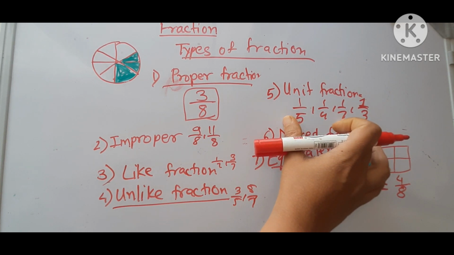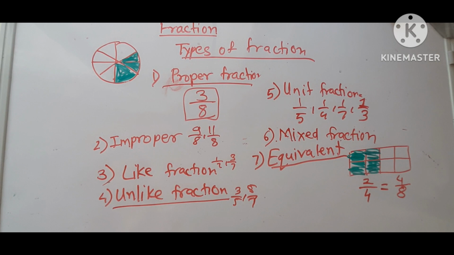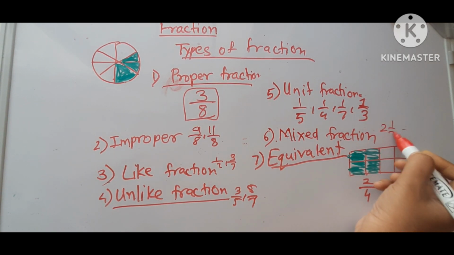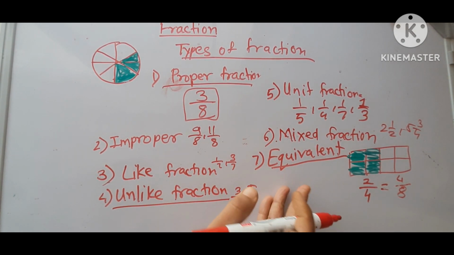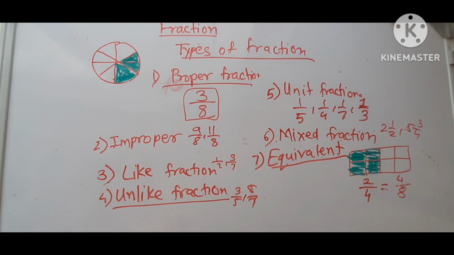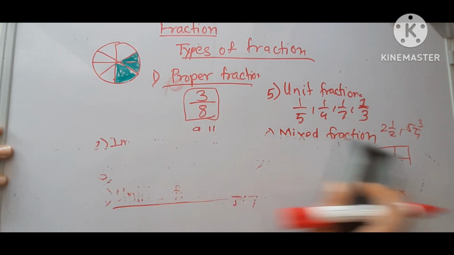The next we have seen is unit fractions. Fractions with 1 in the numerator are unit fractions. Mixed fraction, a fraction that consists of a whole number and a fraction, like 2, 1 by 2, 5, 3 by 4. These are all mixed fractions. And equivalent fractions, the fractions which represent the same value, are called equivalent fractions. Okay, so these are the different types of fractions which we have seen.